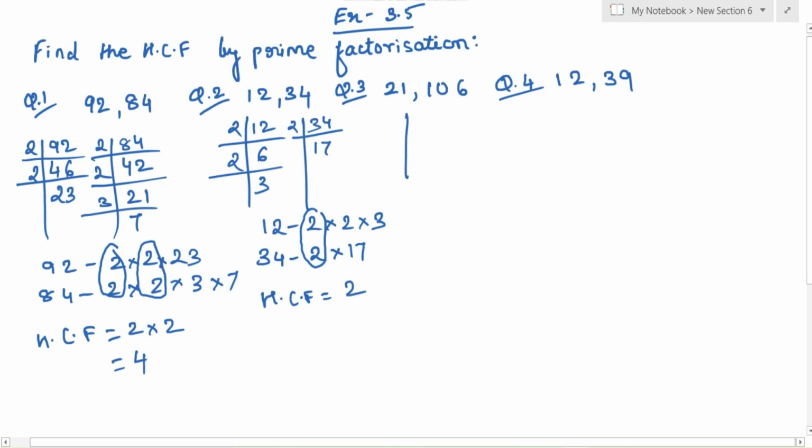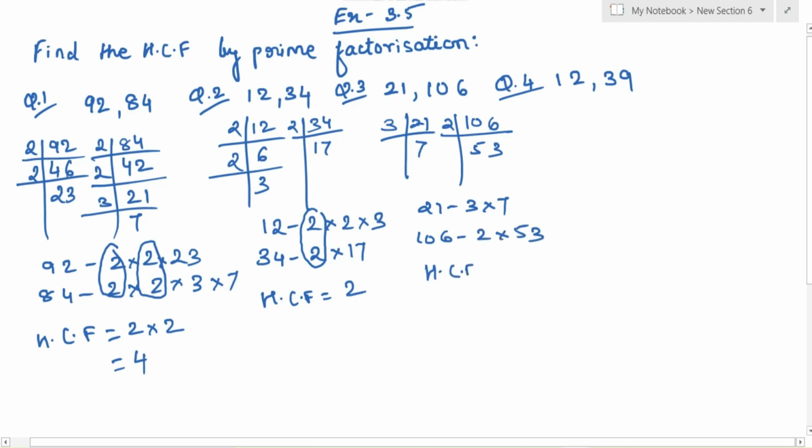Now moving down to the next question, 21, we know that 3 7s are 21. So next we'll go ahead with 106, that is 2 5s are 10, 2 3s are 6. So the prime factorization of 21 is 3 into 7, and the prime factorization of 106 is 2 into 53. I can see nothing is common in them. There is no factor which is common.